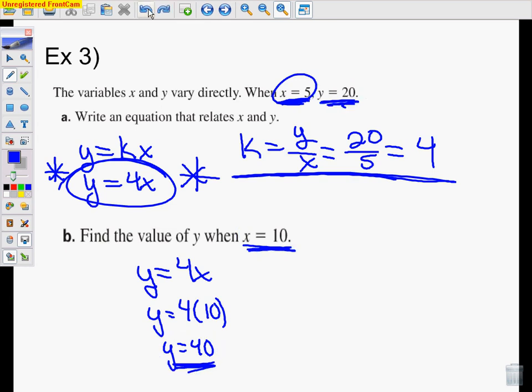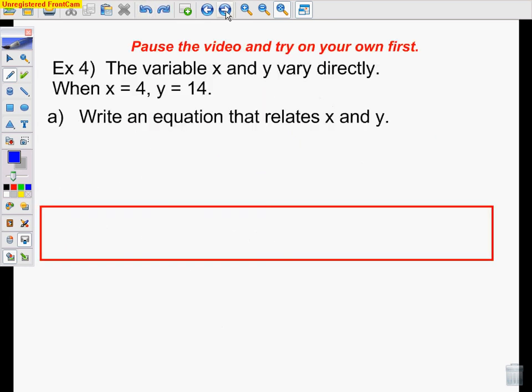Okay? All right. Try this one on your own. The variables x and y vary directly when x equals 4 and y equals 14. Write an equation that relates x and y. So, again, y equals kx is our main formula. But first, we need to find what k is. Well, remember, k is y divided by x. Well, y in this problem is 14. X in this problem is 4. This is once again one example of the x and y. Always, always, always reduce. So let's reduce that down to 7/2.